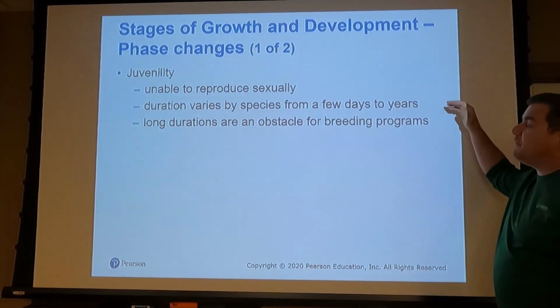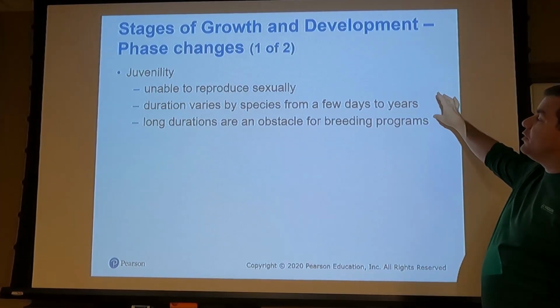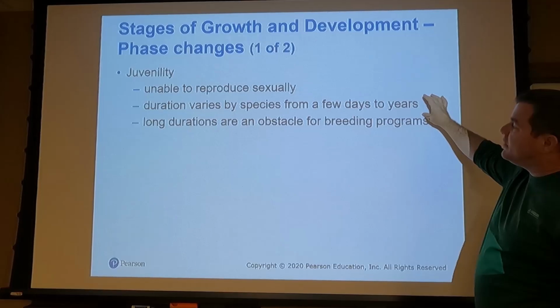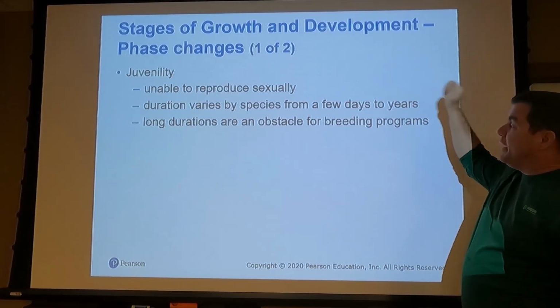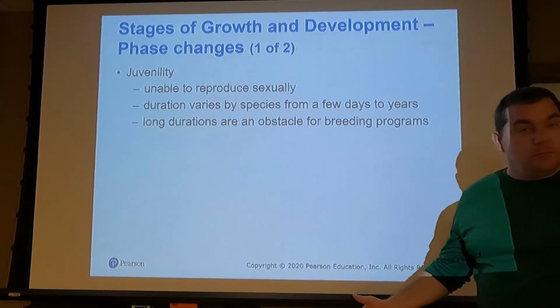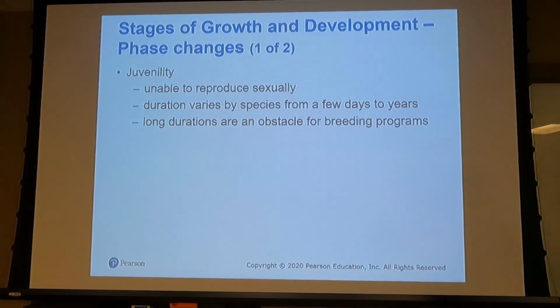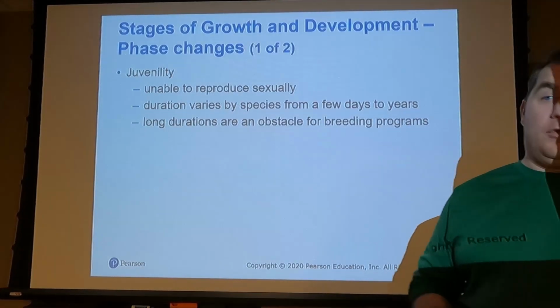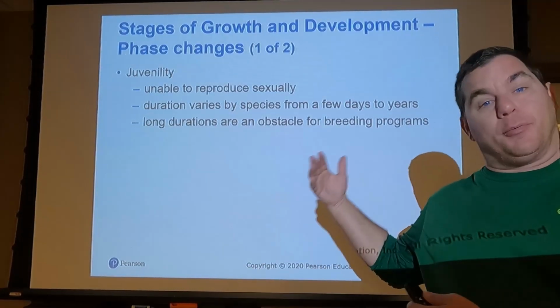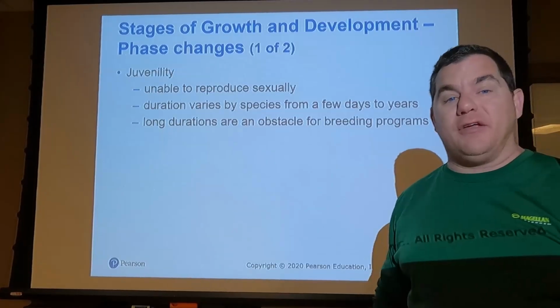So during the juvenile phase, that duration is going to be based on species, so the genetics of that species and how that plant grows. But it could be from a few days, or it could be a few years. And so because of that, we have a problem in our breeding programs. The longer the plant stays juvenile, the longer the breeding program is going to take, because the breeding is part of the pollination of that flower.